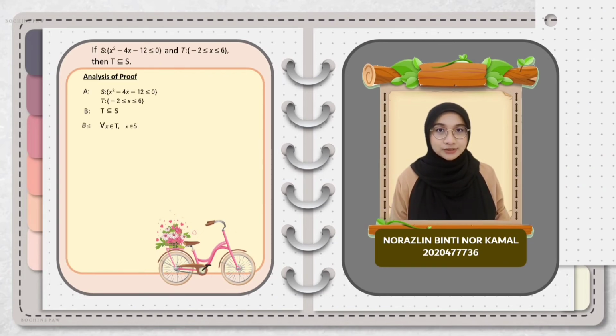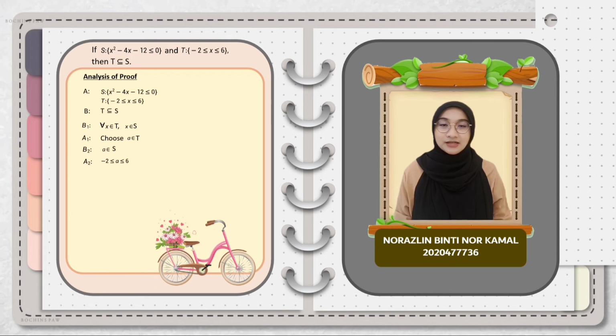B1 we need to define B. So for all x element of T, x is an element of S. A1 we need to choose because of the word for all x. So B2 will change: a should be shown in S. A2 we need to forward from A1. Just now we chose a element of T in A1. So we need to substitute a into T at A.